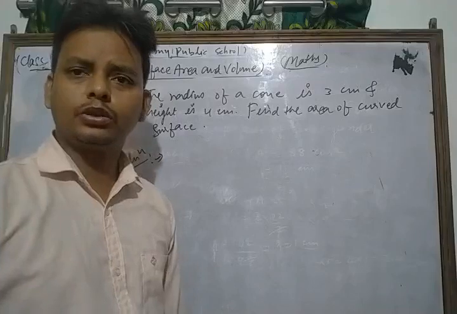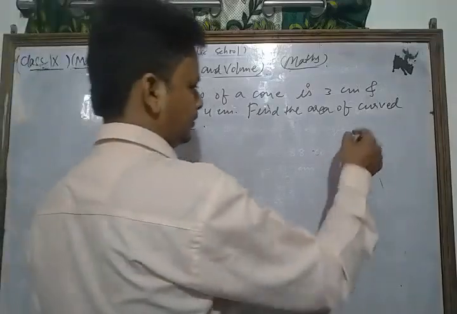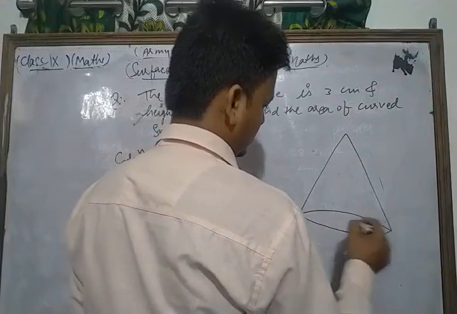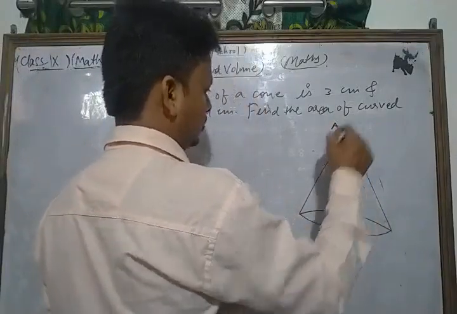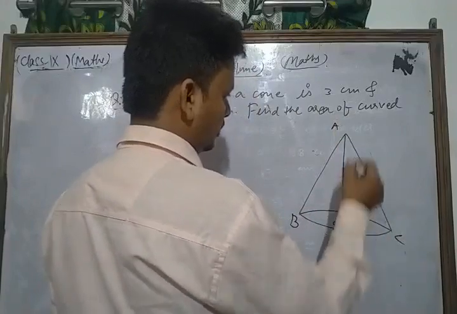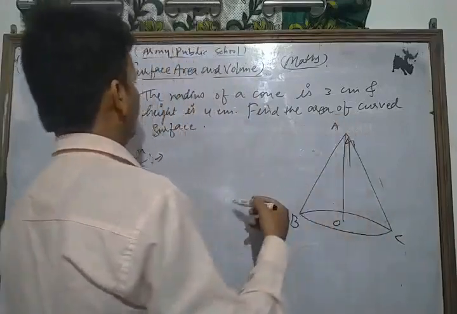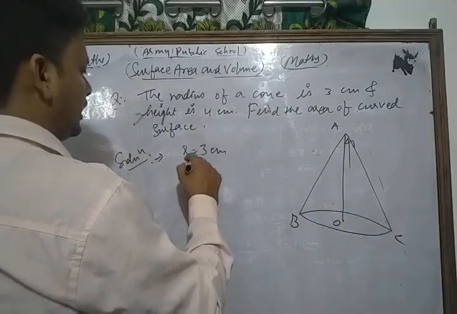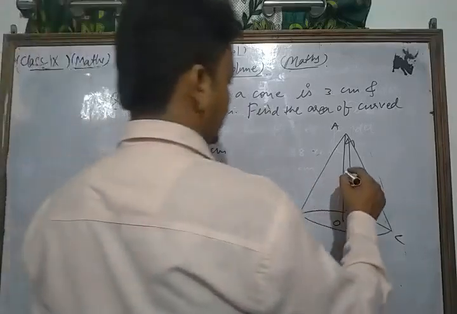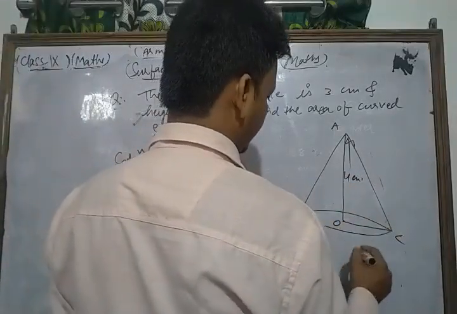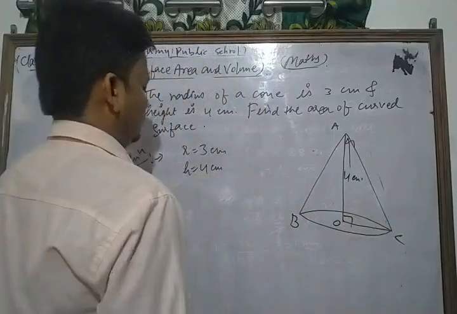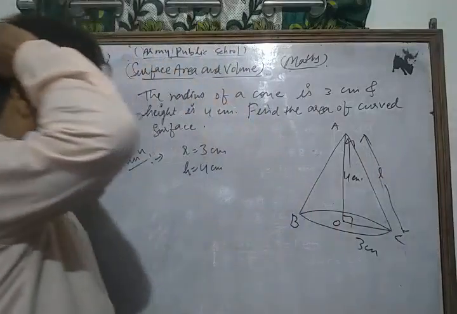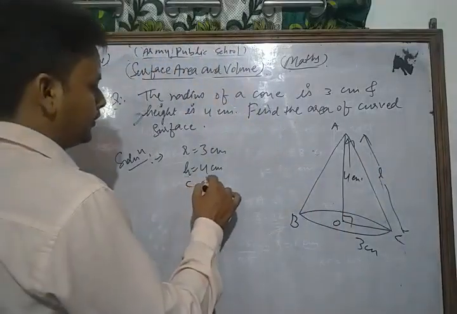Dear friends, this is a question based on cone. You know that the cone is the shape of this. This is the cone ABC. This is O, the height of the cone. Radius of the cone is given as r is 3 centimeter. Its vertical height h is given as 4 centimeter. This is 4 centimeter, and this is the radius, which is 3 centimeter. This is your slant height of the cone. We find the curved surface area of the cone.